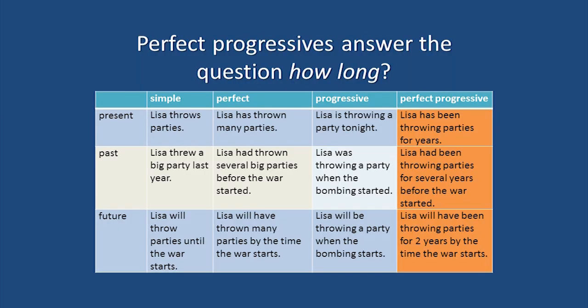Okay, let's look at the perfect progressive forms now. These are used to tell how long something has been going on. Lisa had been throwing parties for several years before the war started. Perfect progressives have this one function: to answer the question, how long? They're relatively infrequent, so let's take them away.